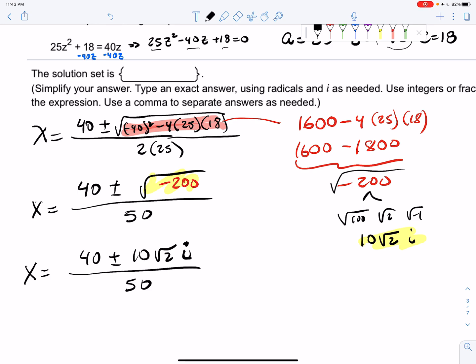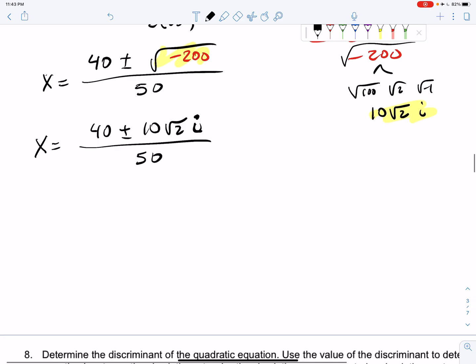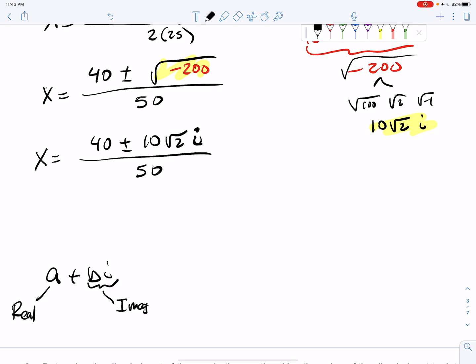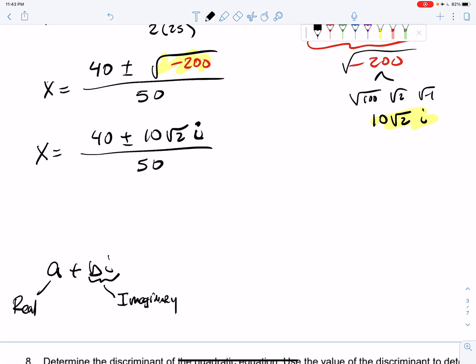How do you write complex solutions? Well, we always write them in the form of a plus bi, where a is the real part, and this bi is the imaginary part, right? So we need to break this apart and do that. So this is going to be 40 over 50 is the real part, plus or minus 10 root 2 over 50i is the imaginary part.